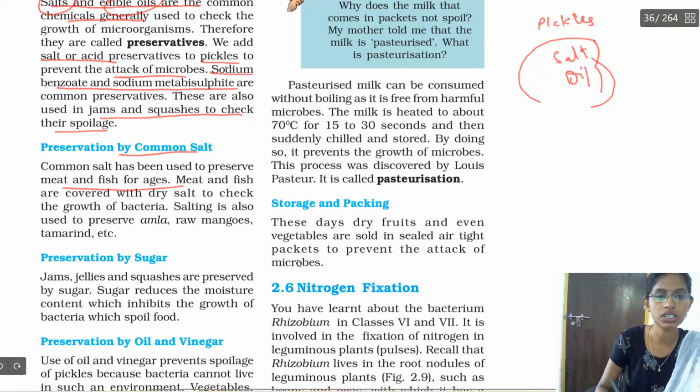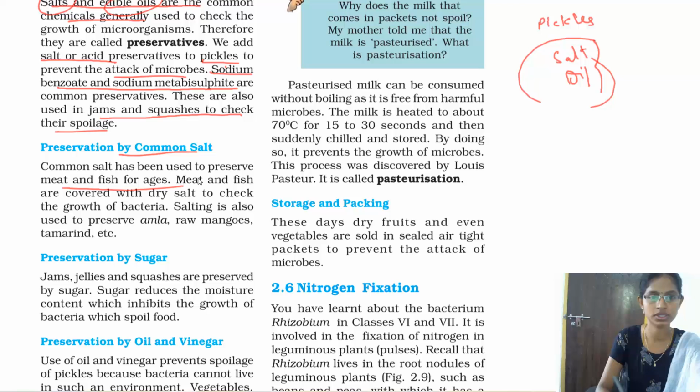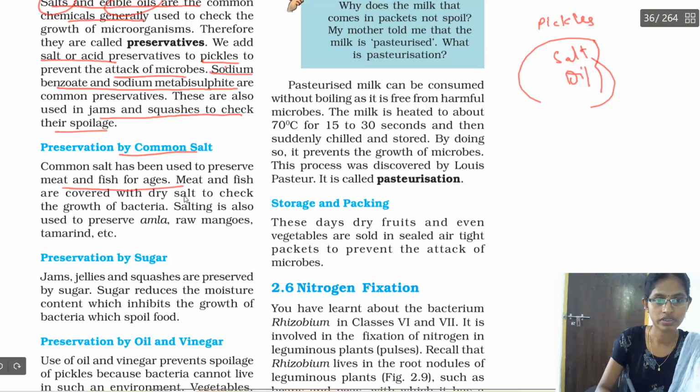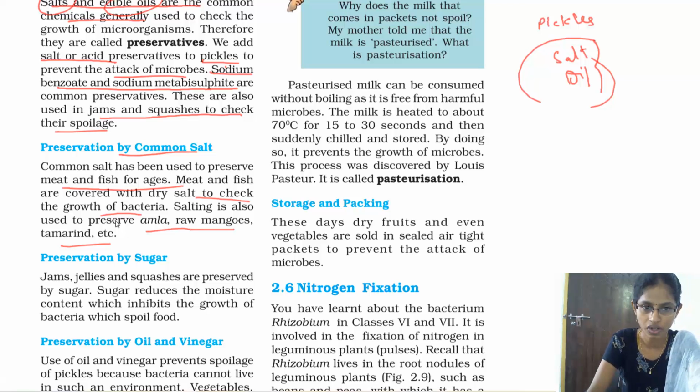So to preserve the meat and fish, we are going to use salt. Common salt is nothing but the salt which we use in our houses. Meat and fish are covered with dry salt to check the growth of bacteria. Salting is also used to preserve amla, raw mangoes, tamarind, etc.